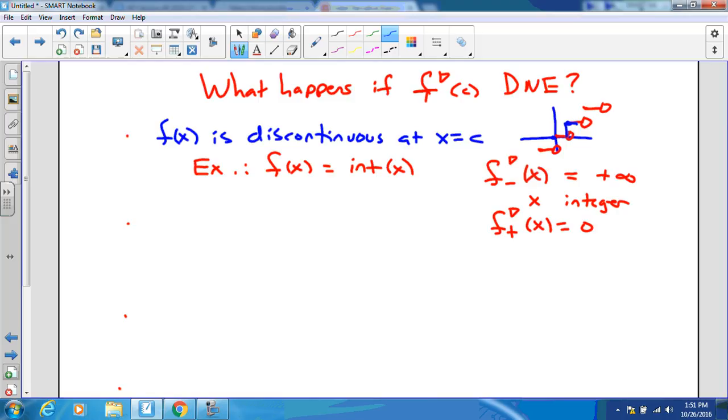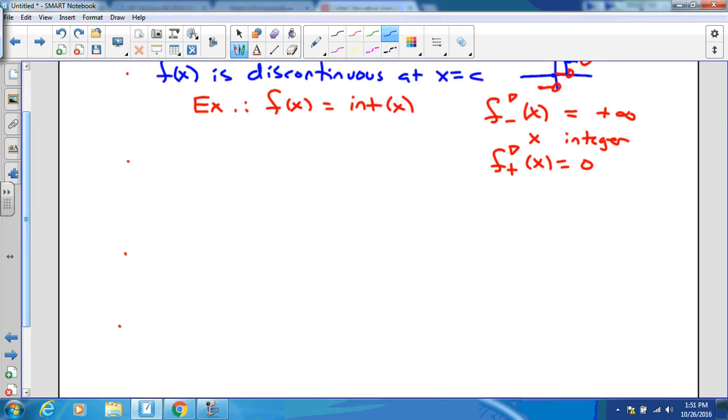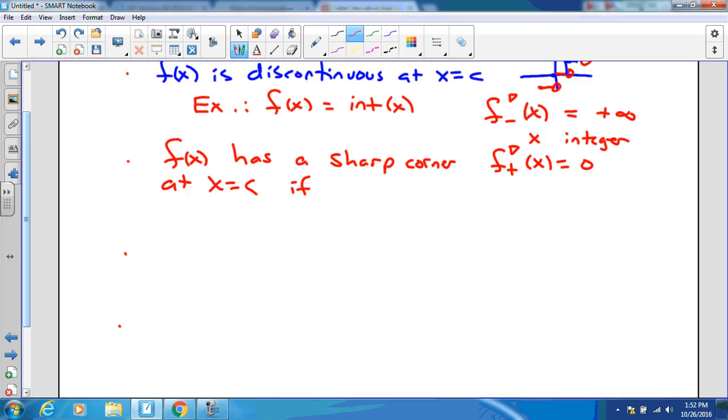So this is one way in which f can fail to be differentiable. The other three ways are all going to involve functions that are continuous at x equals c, but nevertheless do not have a derivative. The first way that can happen is if f of x has what we call a sharp corner. f of x has a sharp corner at x equals c if the derivative from the left and the derivative from the right have different values.